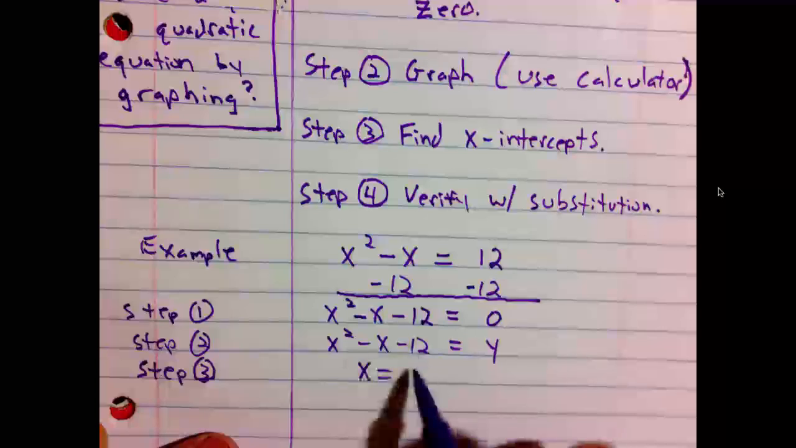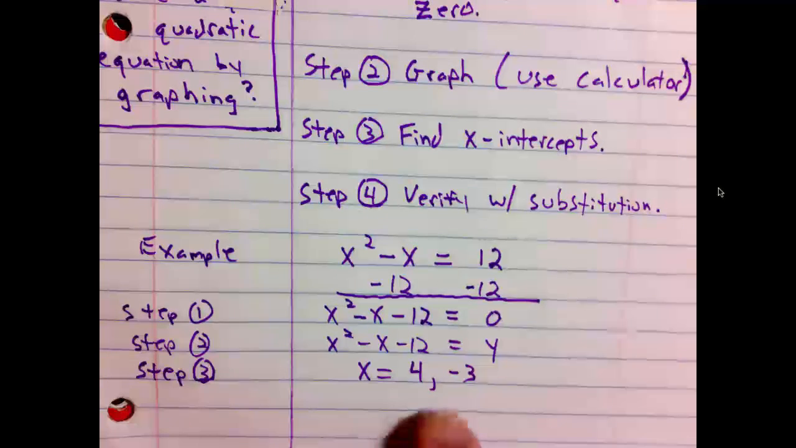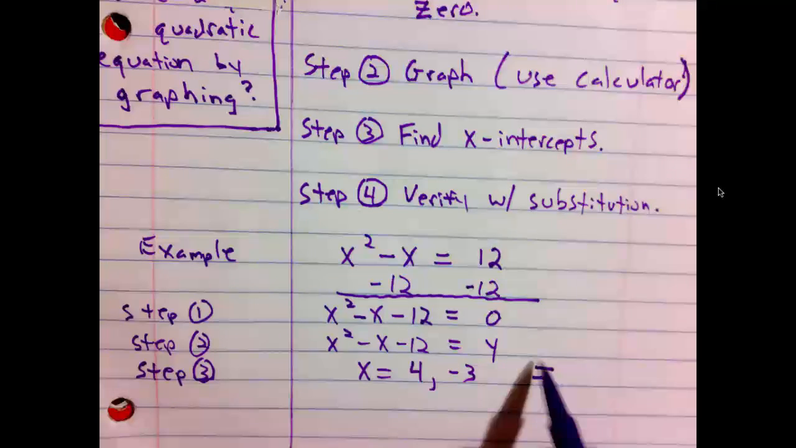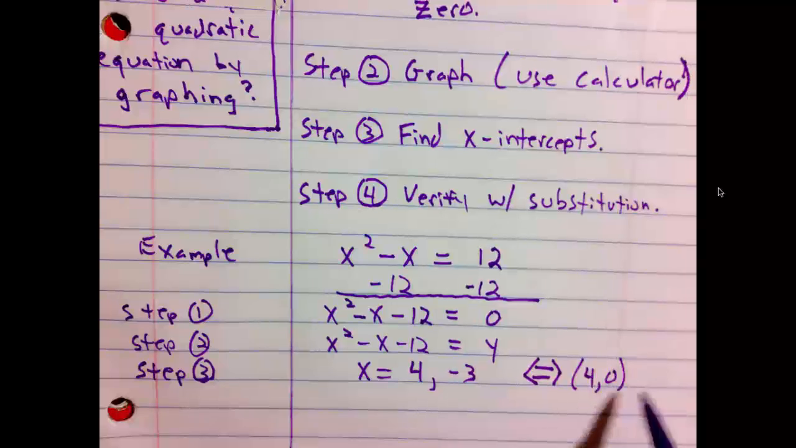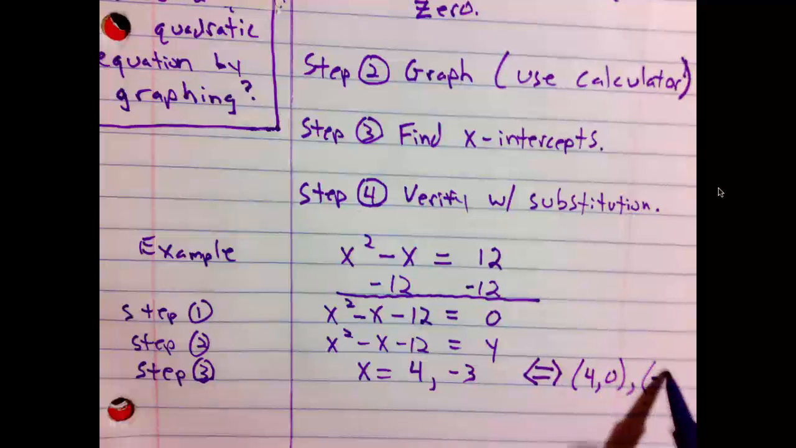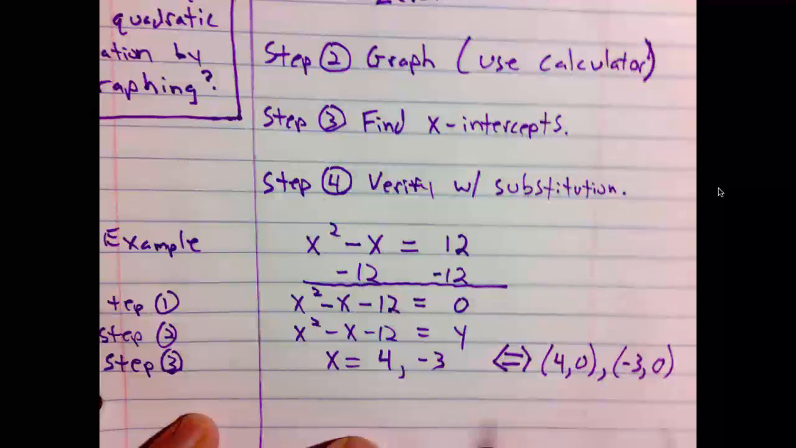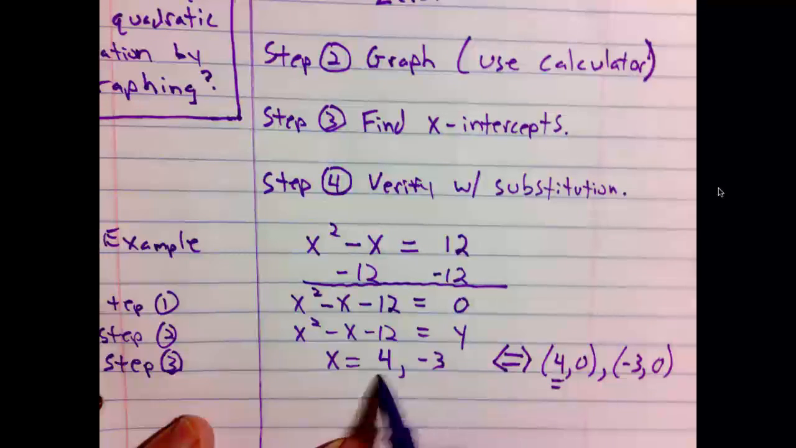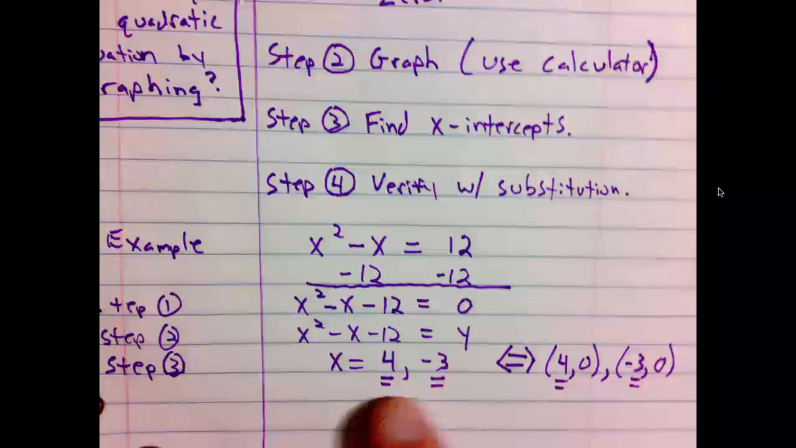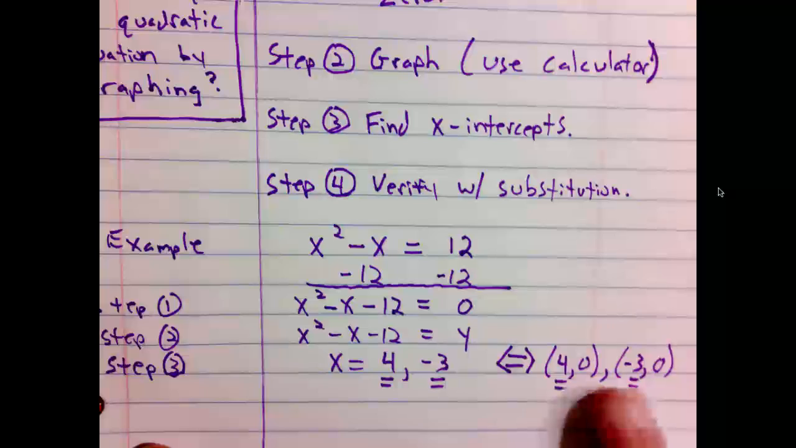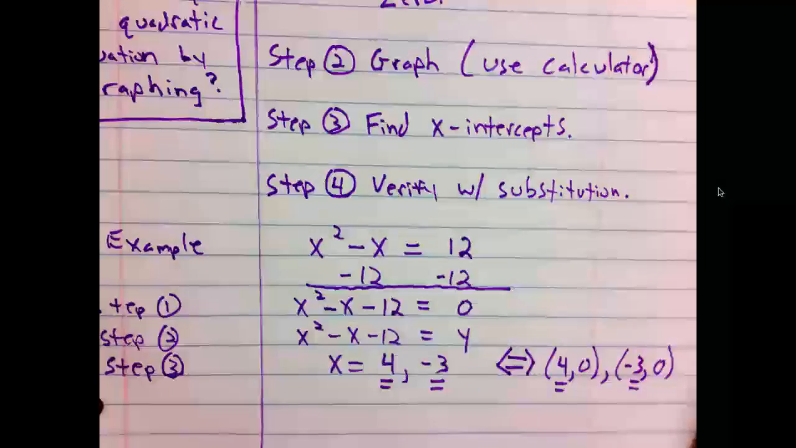I will write 4 and negative 3. This is not an ordered pair. This is two x-intercepts. This is another way to state 4 pairs with 0 and -3 pairs with 0. But in this context, we're only interested in these x values. This is 4. This is -3. This represents two different points. These are the solutions to the original quadratic equation.